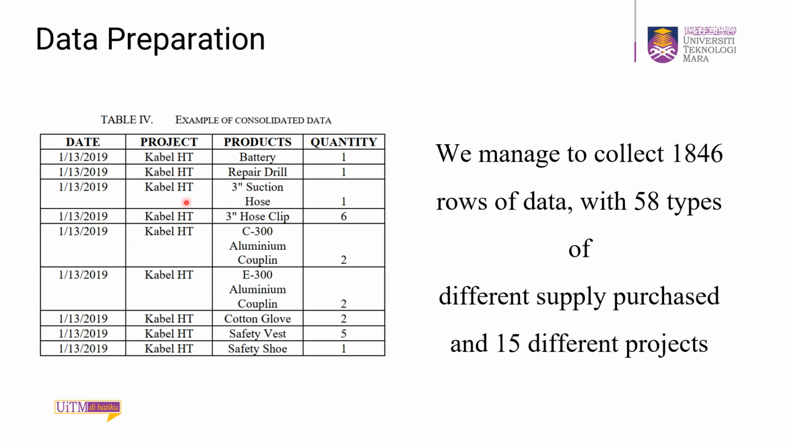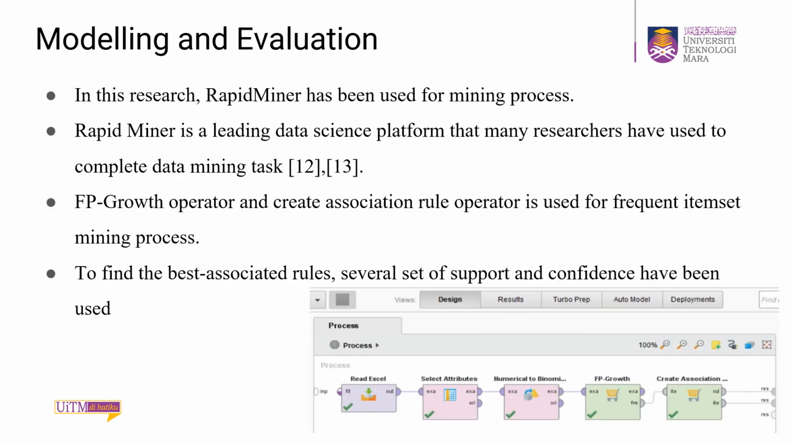So these are the data that we have prepared after the consolidation process. We consolidate between the project and also the products purchased. From here, we managed to collect 1,846 rows of data with 58 types of different supply purchases and 15 different projects.